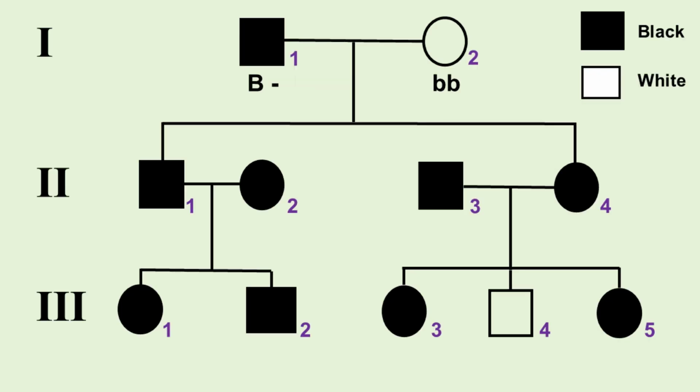Starting with the first individual in the first generation, I1, it's black, so we know it has at least one big B allele to become black. But what about the other allele? We don't know whether it's a big B or a small b. So at this stage, for the second allele, we mention a dash. The dash means it could either be big B or small b.